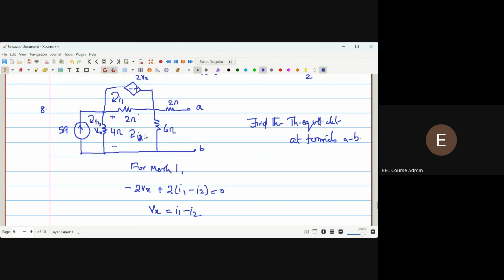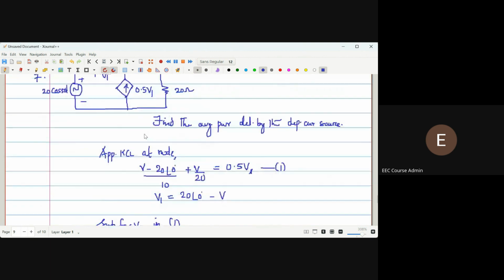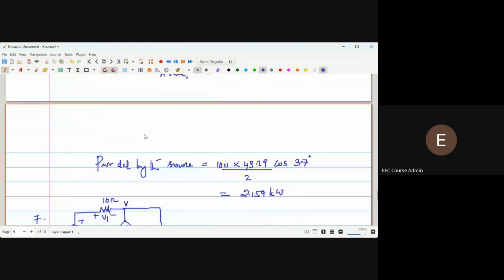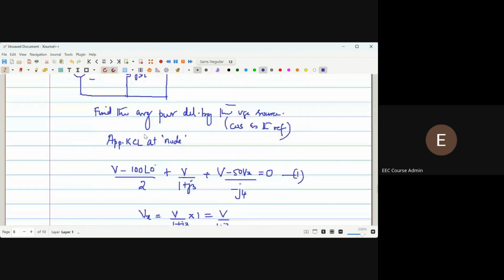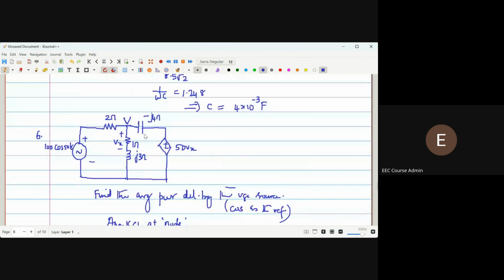Take care when you have dependent sources in the circuit. Okay, so with this question I am winding it up. One thing that you need to take care of is, just like what I told you in the last term, please take care of the calculations. That is the place where you go wrong in general.